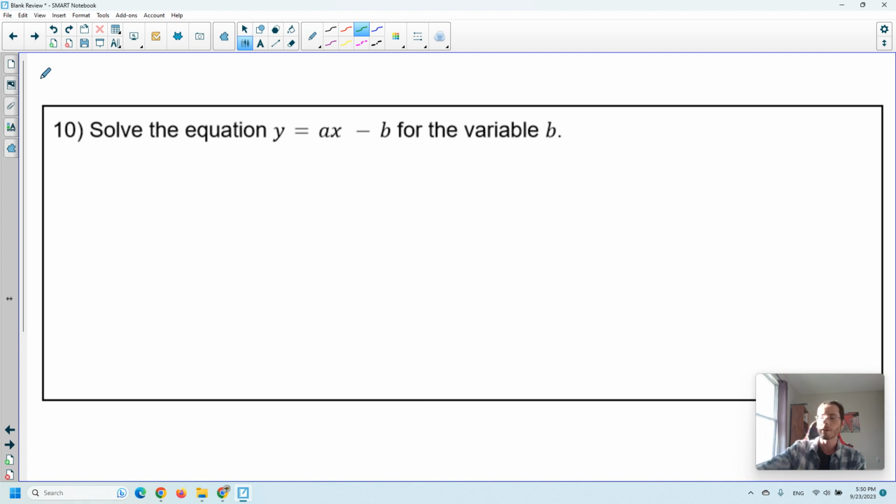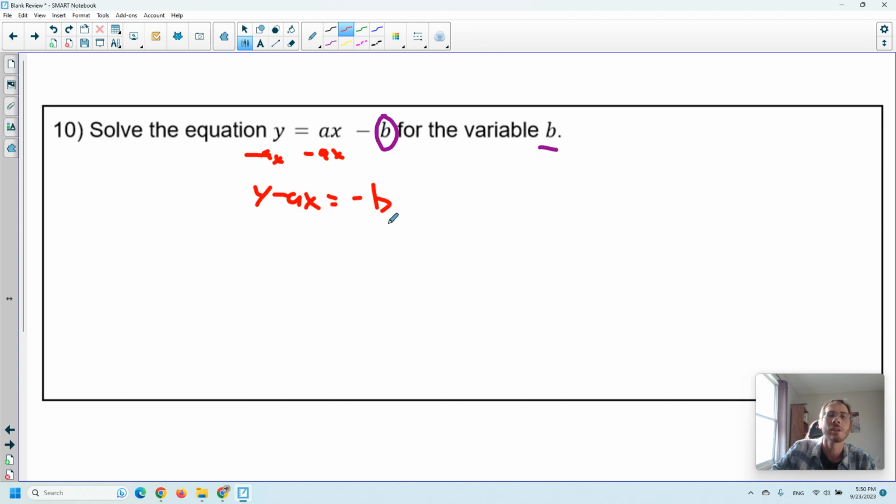All right, 10. This is a nice little literal equation. We have to solve for b. Since it tells us we're solving for b, I'm going to circle the b. I know I'm done when the b is totally by itself. So I see the ax is on the wrong side. I got to move the ax. I'm going to minus ax on both sides.